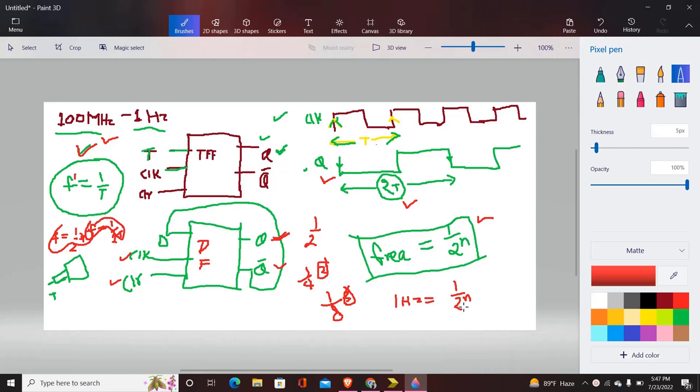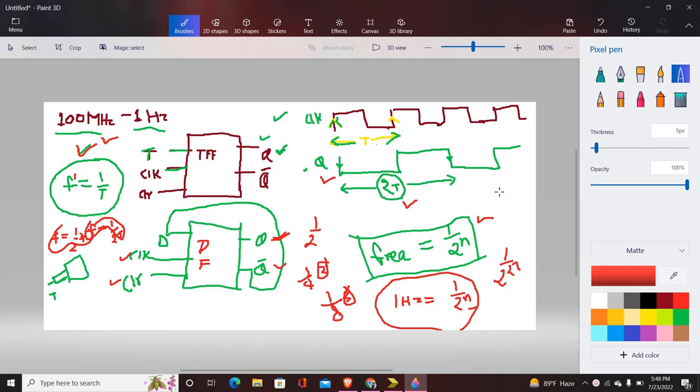when we want to divide it by 2 to the power n, then this is equal to 1 hertz. Then what is the value of n when the term is equal to 1 hertz? We need to initialize and clarify what is the output regarding this. So I just calculate and come towards the result. So we need 2^27 approximately.